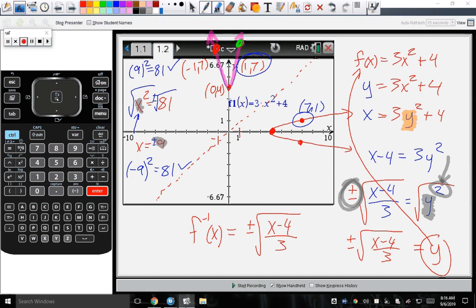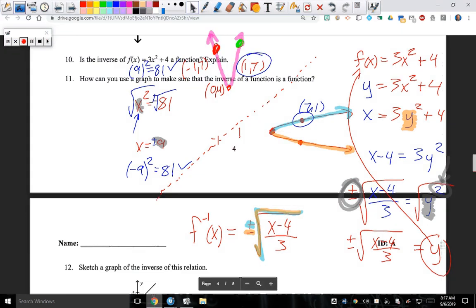Okay, and visually, just to let you know, this positive version of all of this is this piece right here. Whereas the negative version of all of this, meaning it has negative y values, is going to be all this down here. Alright, so the answer would be no, because it would fail the vertical line test.